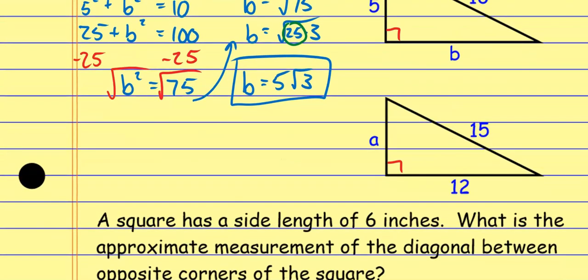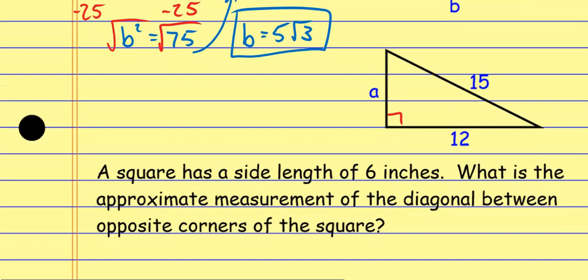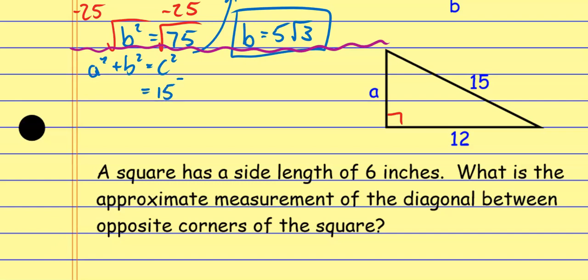Looking at this one, same kind of thing. Once again, a squared plus b squared equals c squared. Let me give myself a little space here. And again, the only one that's important here is the 15. The 15 is the hypotenuse. That has to go where the c value is. The other two, it doesn't really matter. a squared plus 12 squared. And now I simplify.